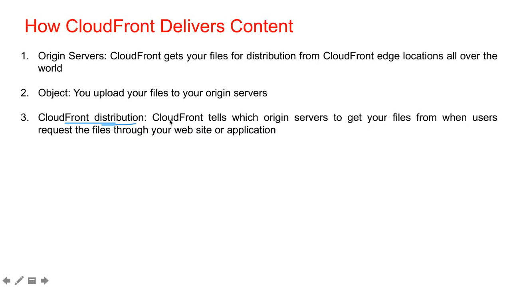From the CloudFront distribution perspective, CloudFront is told which origin server to get your file from when users request a file through your website or application. So you can say the CloudFront distribution lets CloudFront know which origin server it needs to get the content from, and what updates are stored on that origin server. The CloudFront distribution contains the entire information about your origin server and the edge locations, because you have to define certain price classes depending upon the edge locations that you choose.